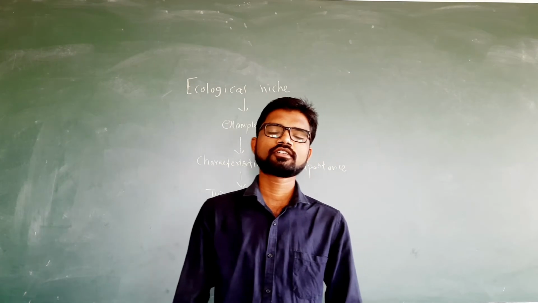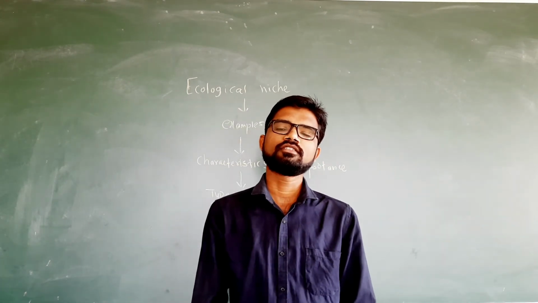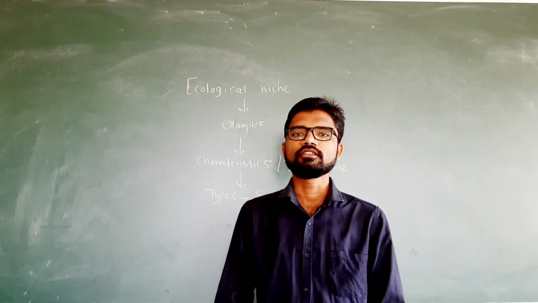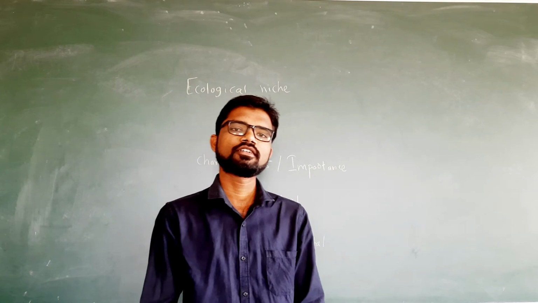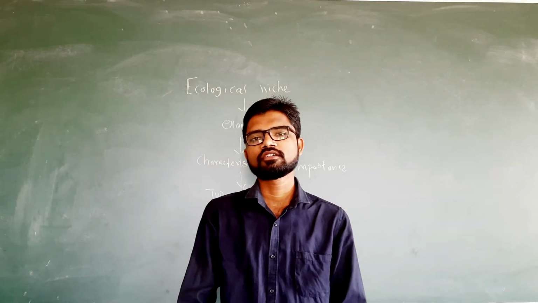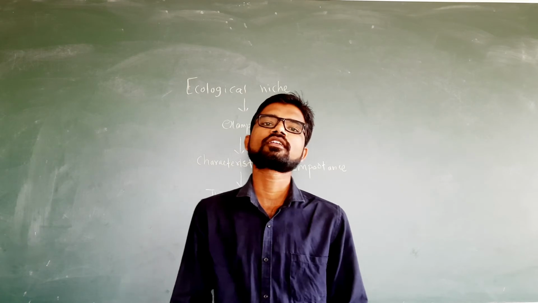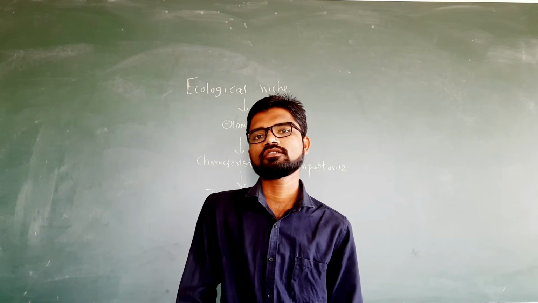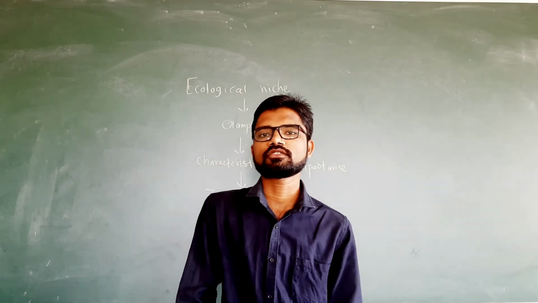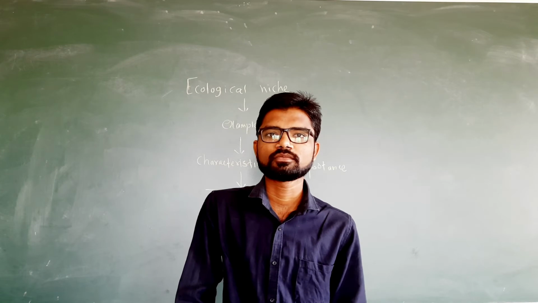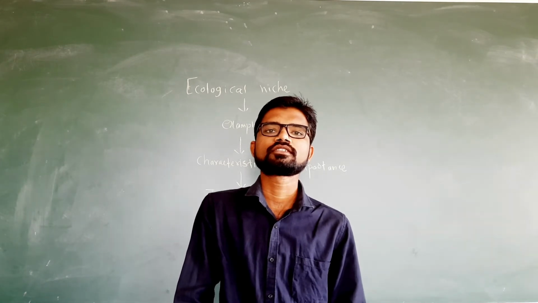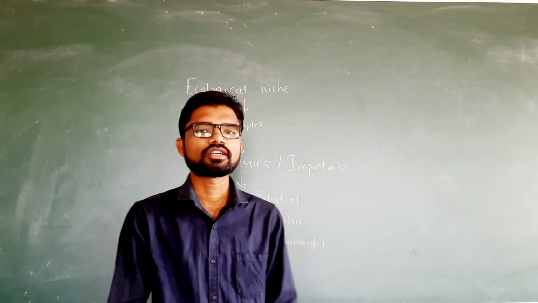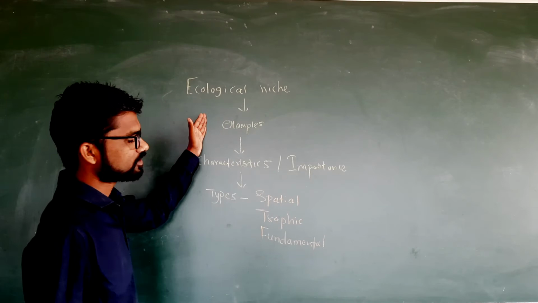Good morning, students. Last class we discussed the ecological niche. An ecological niche is like a micro habitat where only one organism can live in the same habitat. Two living organisms cannot live in the same habitat. We can call it a micro habitat. We are discussing an example.